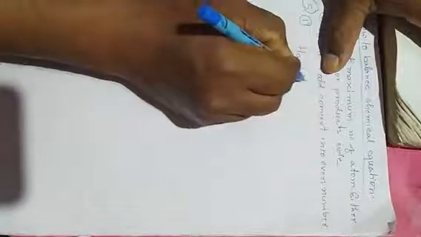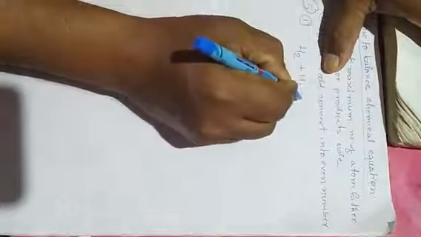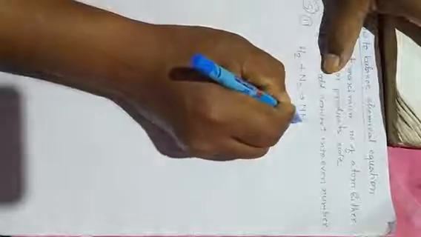I start balancing from the NCERT book, question number 5. Balance the chemical equation. How to balance the chemical equation? Question number 5: hydrogen gas combines with nitrogen gas to form ammonia. Hydrogen H2 plus nitrogen N2 to form ammonia NH3.